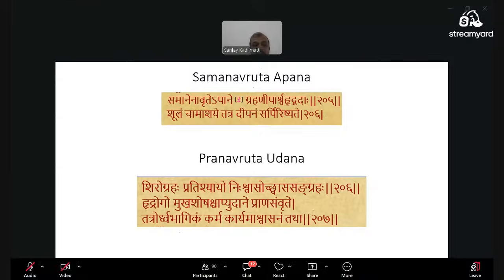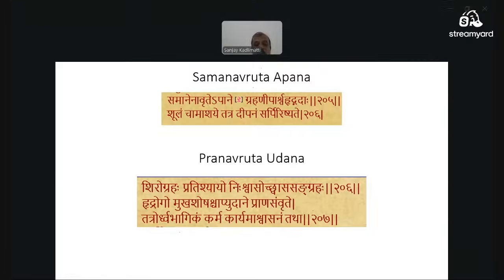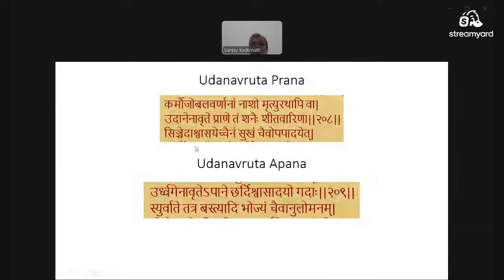He may be panicking that maybe I'm having a heart attack, difficulty in respiration, dyspnea, Hridroga, some discomfort in the chest area, Mukhashosha. So in that condition, if the patient is having a panic attack, Ashwasanam is also told in the treatment of Pranavrata Udana. Ulta, Udanavrata Prana. Karma, Oja, Balavarnanam, Nasho, Mrutyuratha Pichha.